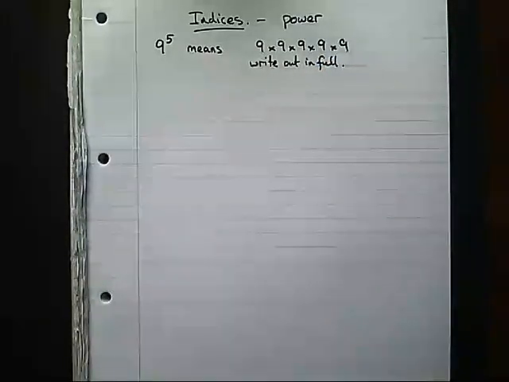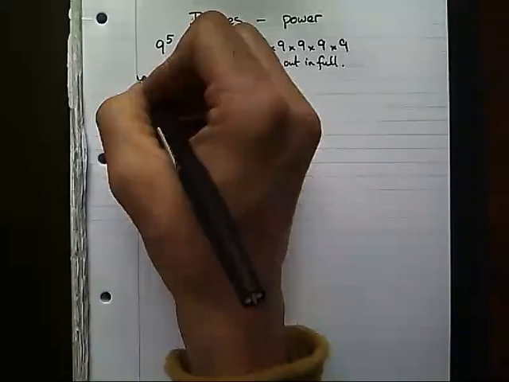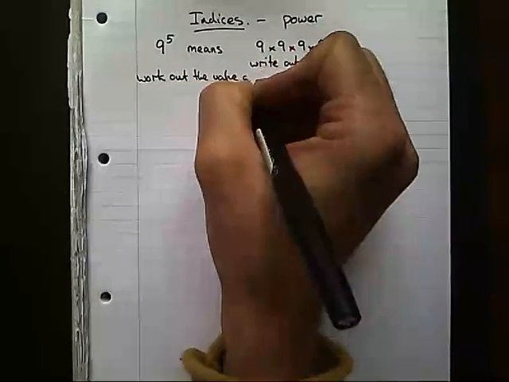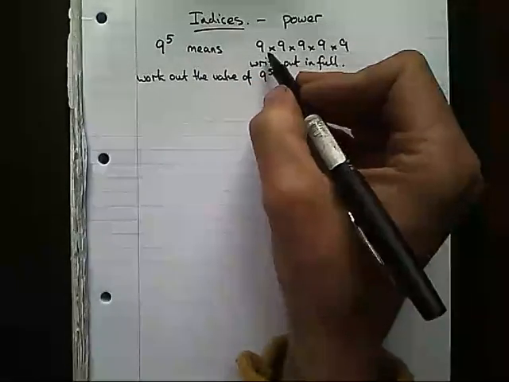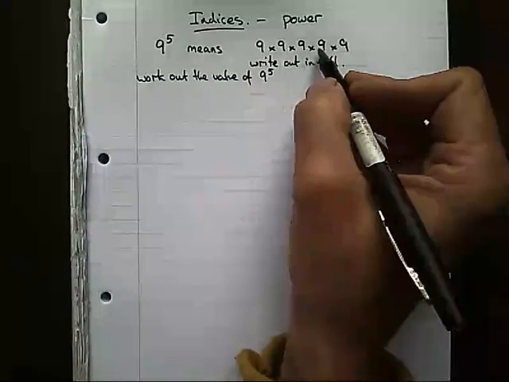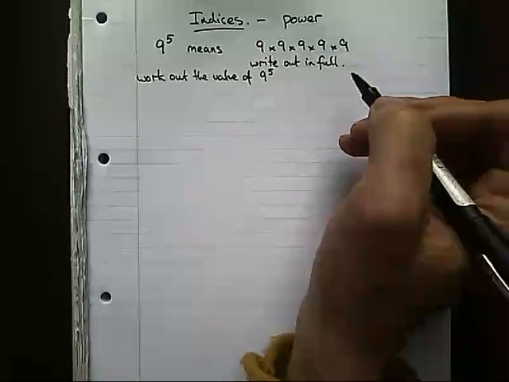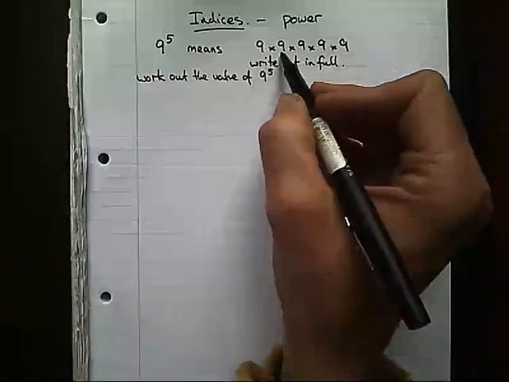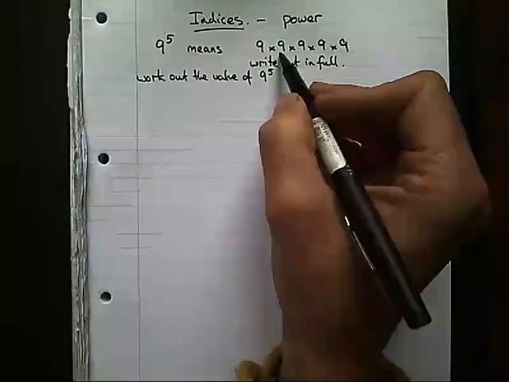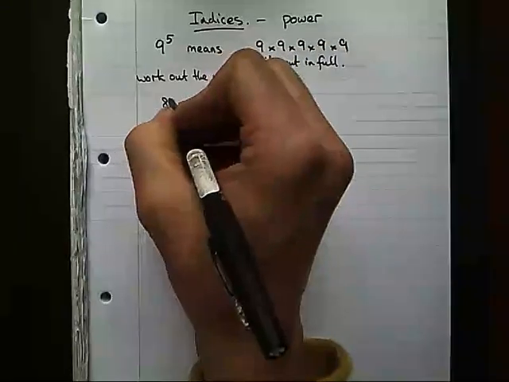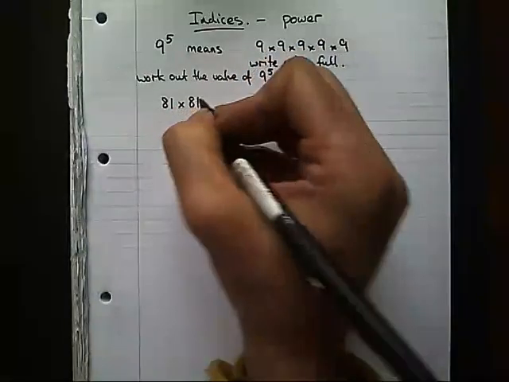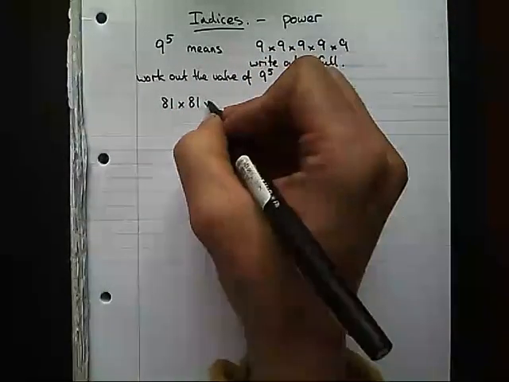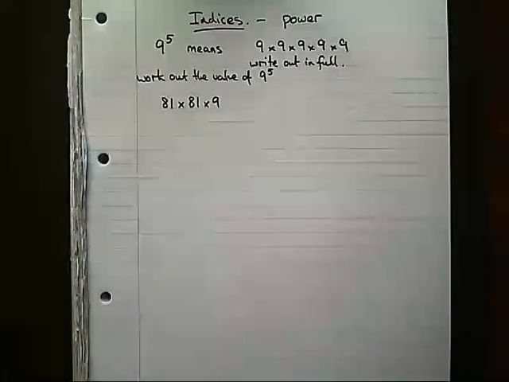So what if they asked me to work out the value of 9 to the power of 5? What we need to do is work out these calculations: 9 times 9 times 9 times 9 times 9. Now, you can make it a bit simpler by working out the first 9 times 9. So 9 times 9 is 81. And I'm timesing that by 9 times 9, which is 81. And then I'm timesing that answer by 9. That's the same as timesing 9 by itself 5 times.